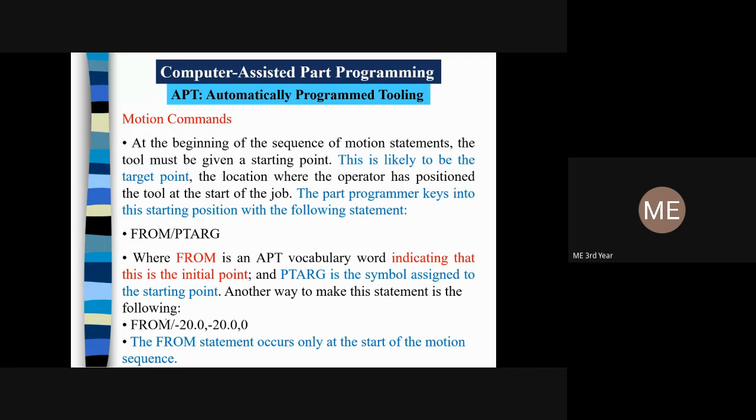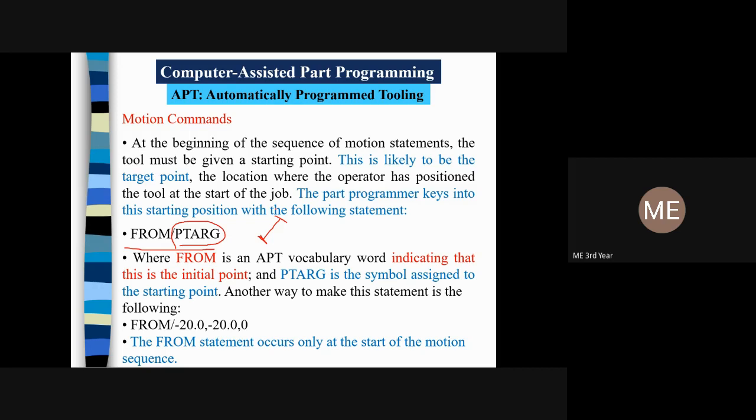So now these are the motion commands, starting from PTARG. It is also called PTARG, the target point. Like G28 in CNC, this is a home position. So it is also like the home position of APT. PTARG, or target point, looks like it is where to go, but it is not like that. It is from where the tool starts its movement.